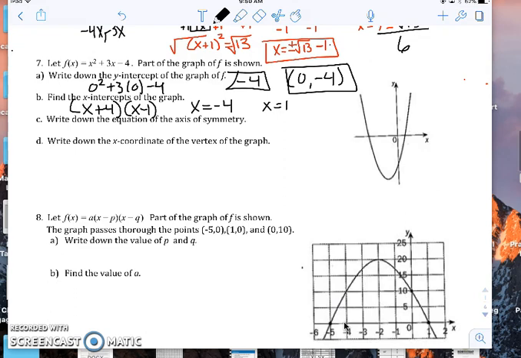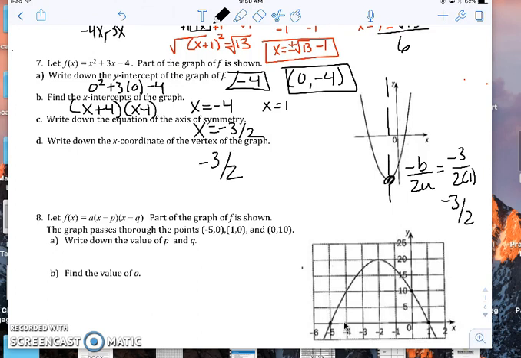The axis of symmetry, so what goes right through the middle? Well, that's the opposite of b over 2a. So that would be negative 3 over 2 times 1. So negative 3 over 2. So it's x equals negative 3 over 2. And then it says the x-coordinate of the vertex. Well, that's the same thing. So it's negative 3 over 2.